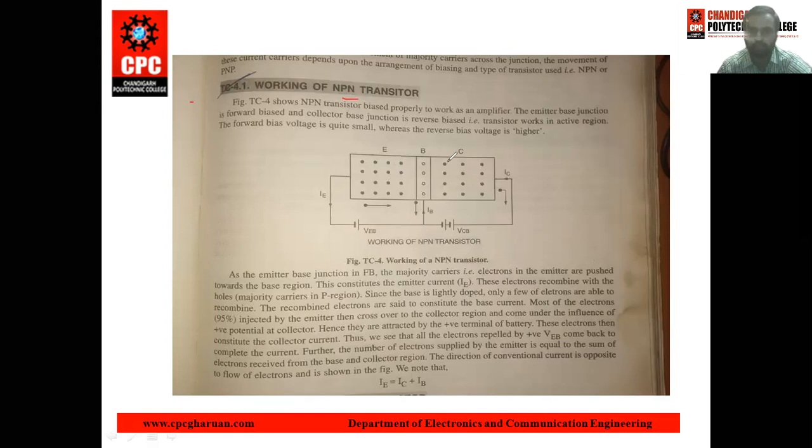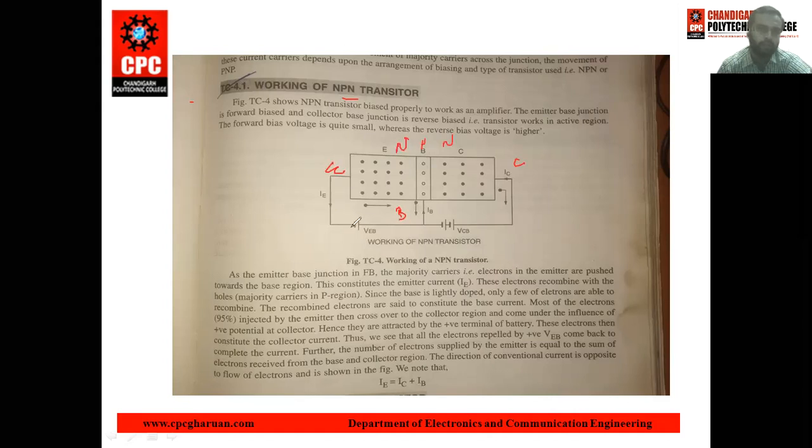There are three terminals: emitter, base, and collector. The emitter is heavily doped, the base is lightly doped, and the collector is medium doped. We connect it in the active region. In the active region, the emitter-base junction is forward biased and the collector-base junction is reverse biased. As shown in the figure, this is your NPN transistor.